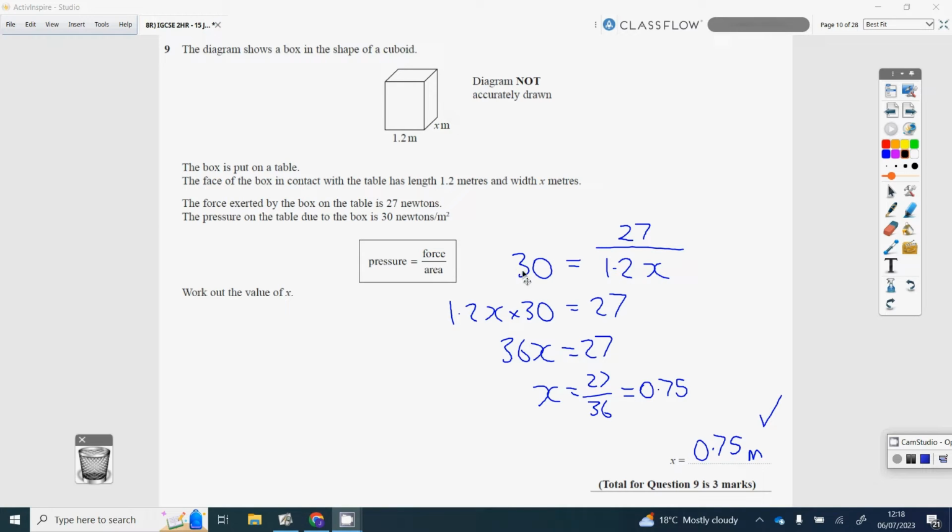So again, we've just got an equation to solve. Okay, we've constructed an equation, we just now need to solve it. So how do we undo dividing by 1.2x? Let's multiply by 1.2x. So 1.2x times 30 equals 27. 1.2 times 30 is 36. So 36x equals 27. How to undo timesing by 36? Divide by 36. So x equals 27 over 36, which is 0.75 meters.